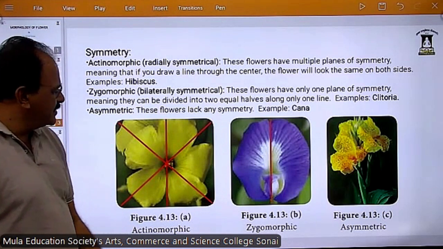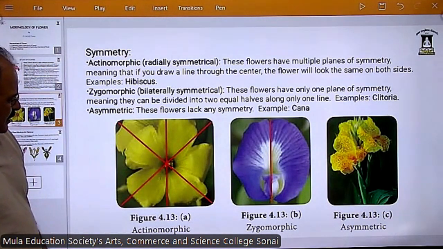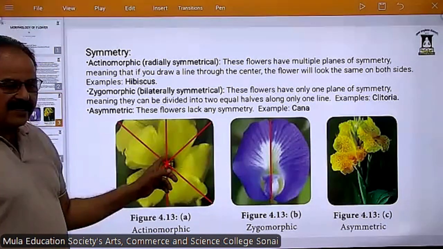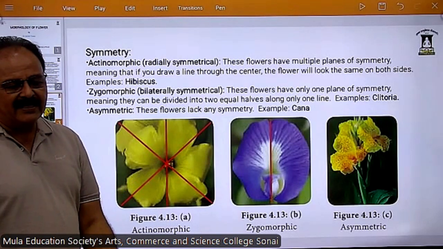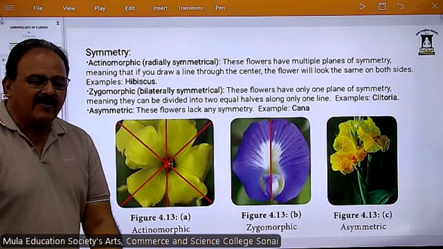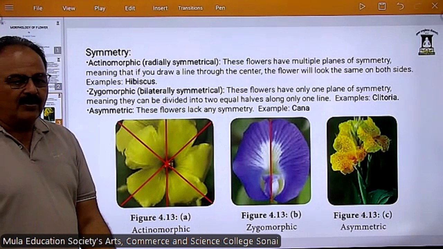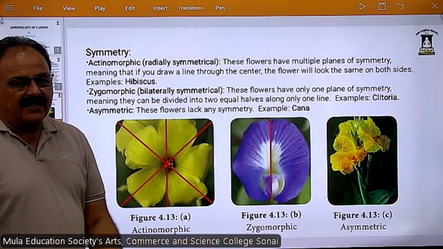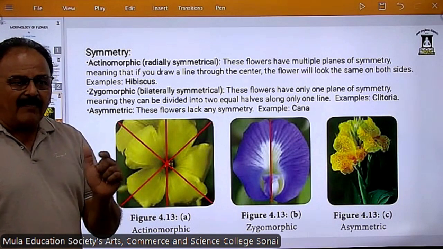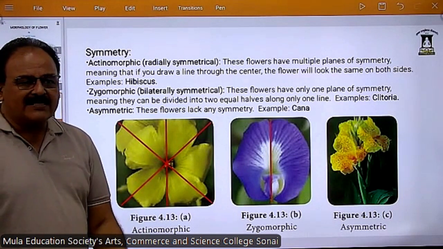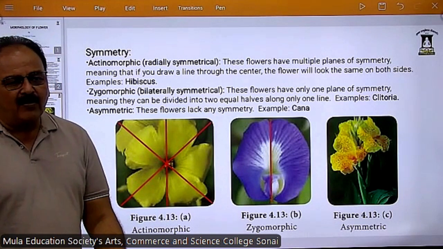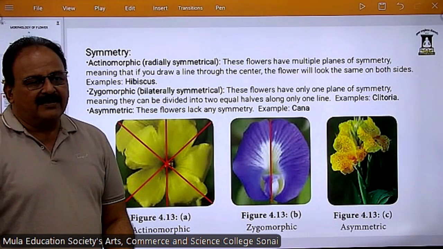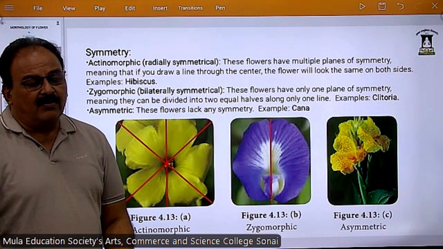For example, hibiscus. See, this is bilaterally symmetrical. The symmetry is in each and every plane. We can divide them a number of times. They are similar to each other. At that time, the flower is described as actinomorphic flower and the ovary is described as hypogynous ovary. Ovary is superior.